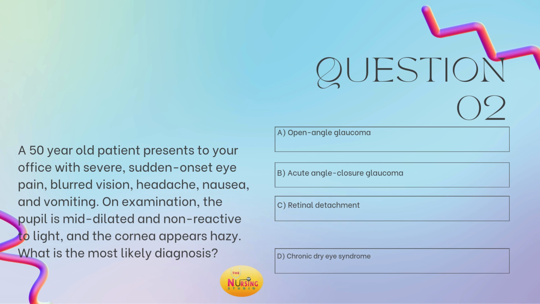All right, so similar question here. It asks, what is the most likely diagnosis? Again, I always say, if they're asking you for the diagnosis, you need to run it back and look at those assessment findings. So we have a 50-year-old patient. They come in having severe, sudden eye pain, right? Blurred vision, headache, nausea, vomiting, the works. On exam, the pupil is mid-dilated, non-reactive to light, and the cornea appears hazy.